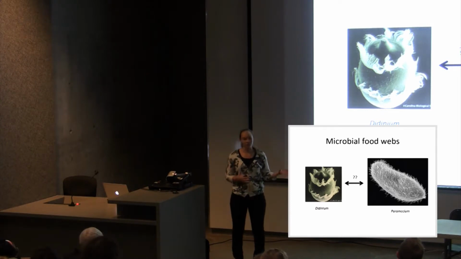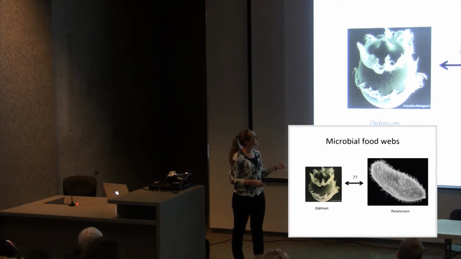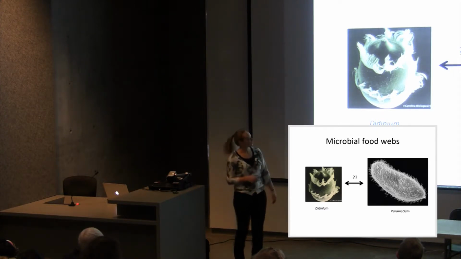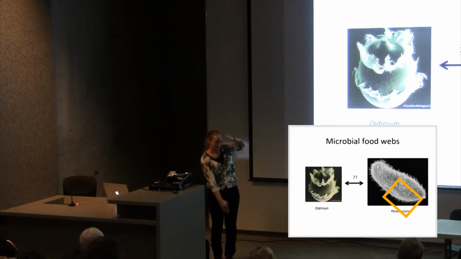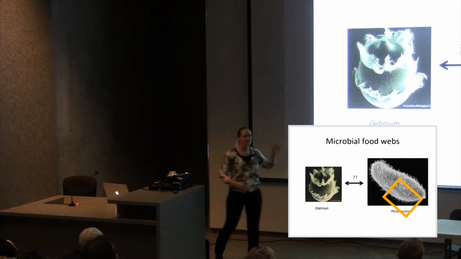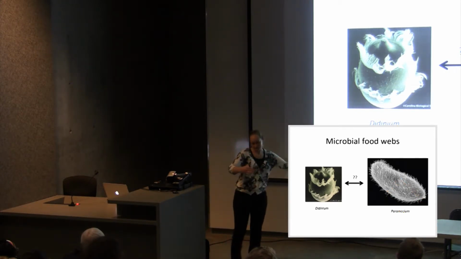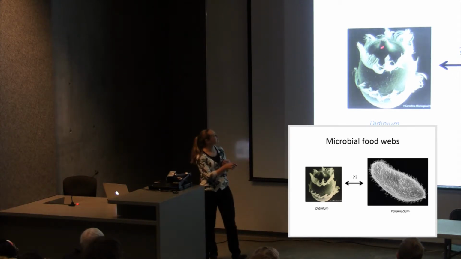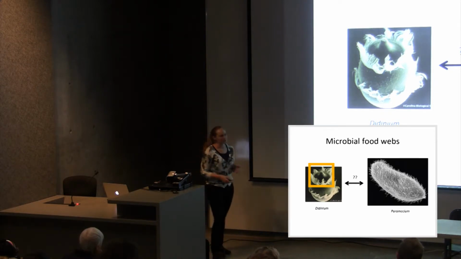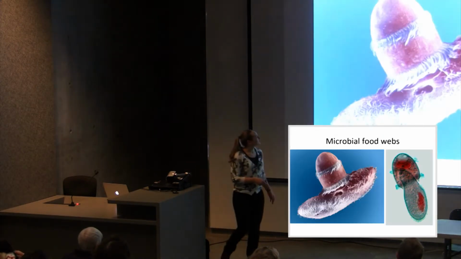So I'm telling you that one of these organisms eats the other. Where are their mouths? Do they have a mouth? So in Paramecium, it's a little bit hard to see from this picture, but its mouth is right here. It's sort of along the bottom of the cell, and it can engulf its prey. In Didymium, this is its mouth right here. But it's actually really, really flexible.